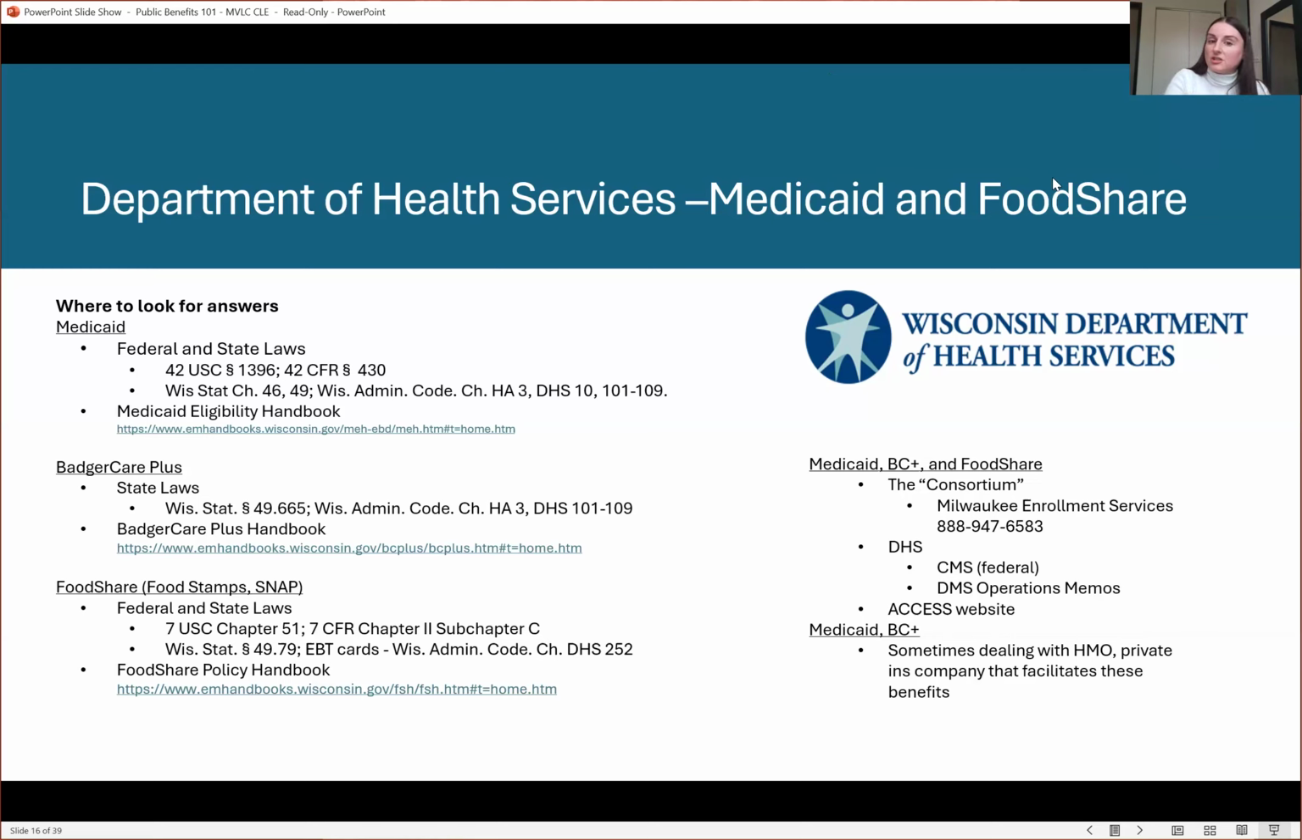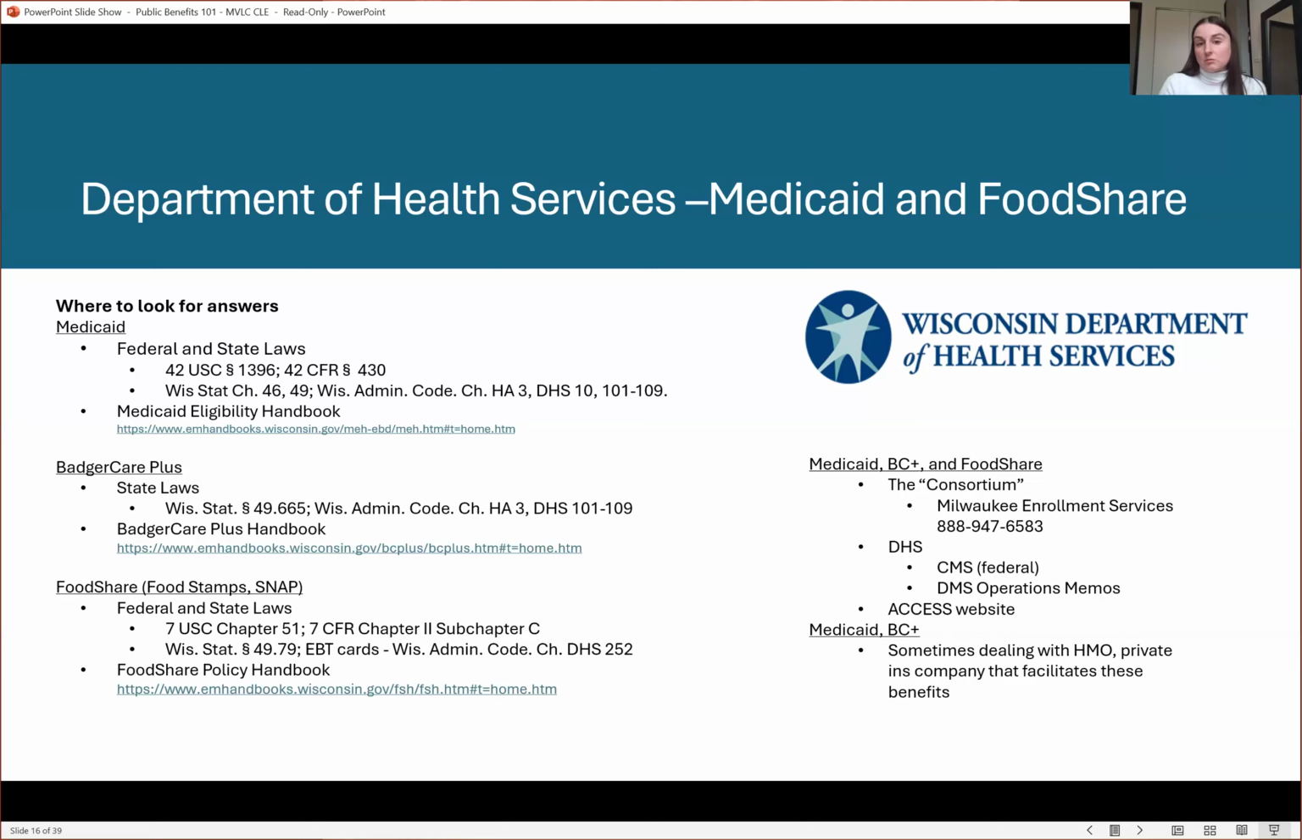Otherwise, for the agency you're going to be dealing with under the umbrella of DHS, they're called consortiums. You have Milwaukee Enrollment Services, which is the consortium that we're dealing with in Milwaukee County, the subsidiary of DHS in Milwaukee County. I put the phone number there. And then you could also be dealing with the Centers for Medicare and Medicaid Services, which might have updates on Medicaid issues as well as DHS.